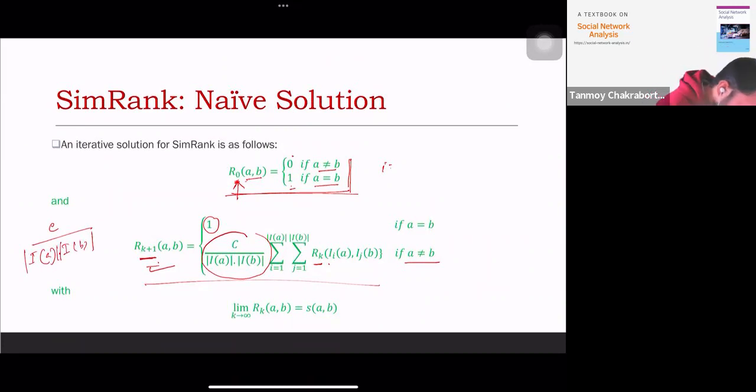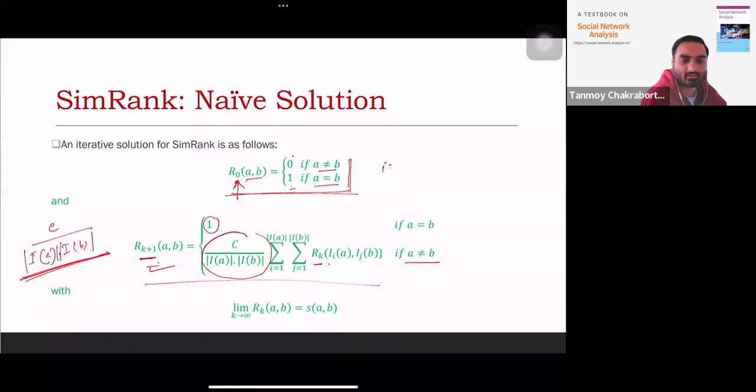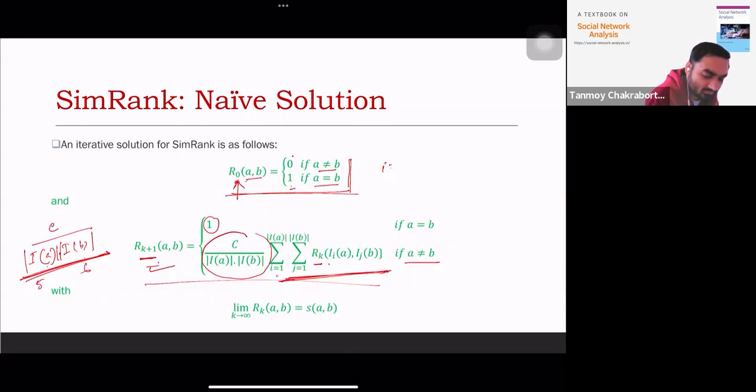So I said that this is the highest value, the maximum value that you can obtain, because this encompasses all pairs. Let's say A has 5 neighbors and B has 6 neighbors, right? So how many pairs are possible? 5 into 6, right? So here you're taking all pairs, right? I goes from 1 to IA and J goes from 1 to IB. So you're taking all pairs of items which are there in IA and IB, right?